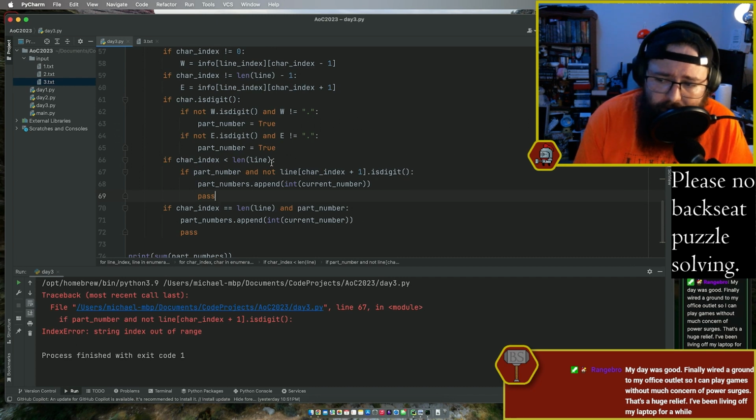It was good. Finally wired to ground to the optical outlet so I can power surge. That is good. I like that level of reassurance.